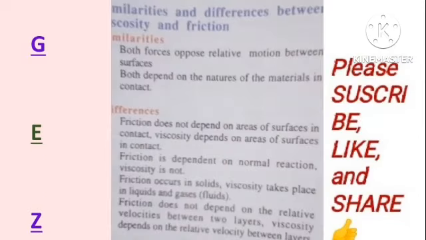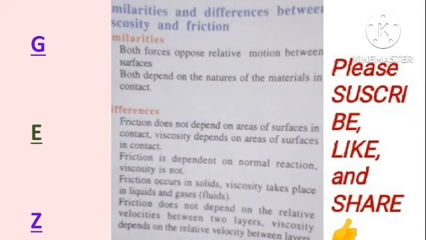Now at the start of this video, I talked about a similarity between viscosity and friction. The similarity is that they both oppose relative motion, and they both depend on the nature of the materials in contact. But the difference is that friction does not depend on area of contact, whereas viscosity depends on area of surfaces. Also, friction is dependent on normal reaction, which viscosity is not.